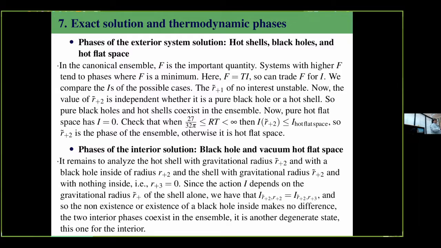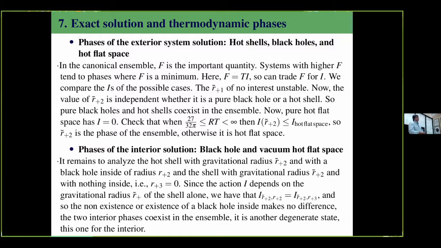On the other hand, if you have hot flat space, so the reservoir with nothing inside, only being hot, there is nothing, so the action is zero. So we can check that. Now the root 27 does not appear, but the 32 appears. That's why I'm maintaining 32. Now, if 27 over 32 pi is less than rT, then the action for the large black hole is less than the action for hot flat space. And the action is the free energy. So this phase is preferable to the hot flat space phase.